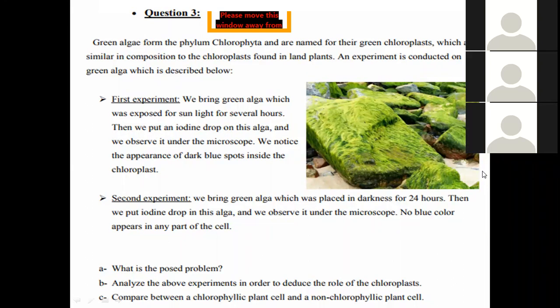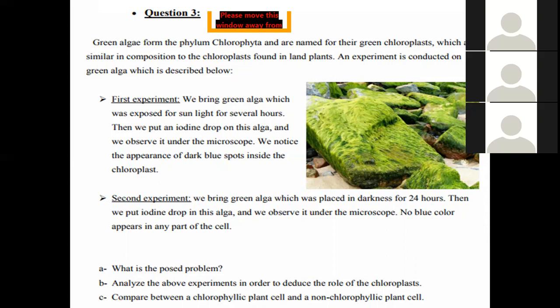First experiment with green algae from the phylum Chlorophyta, named for their green chloroplasts, which are similar in composition to the chloroplasts found in land plants. The chloroplast is the site where photosynthesis occurs in this region. So this is the chloroplast, you are going to deduce. An experiment is conducted on the green algae, which is described below.